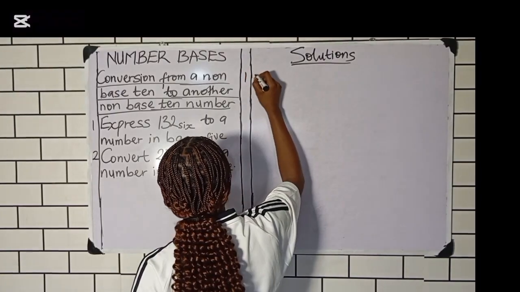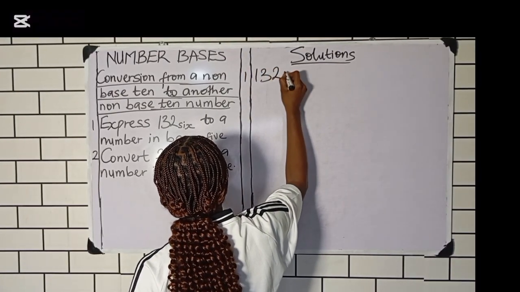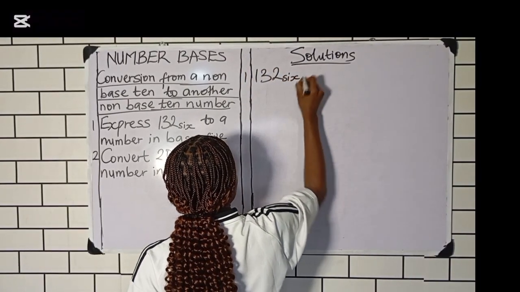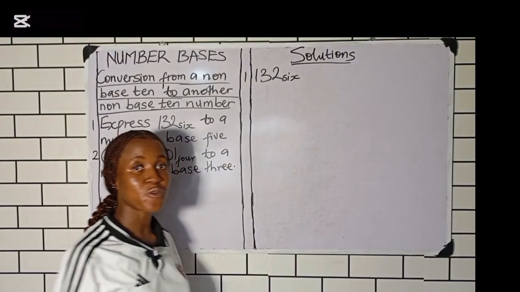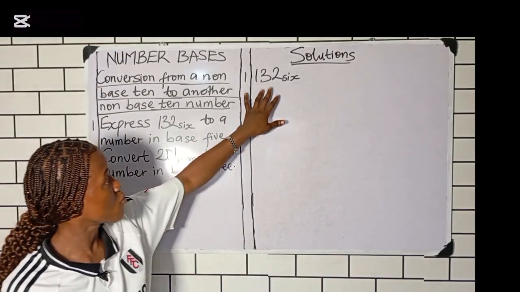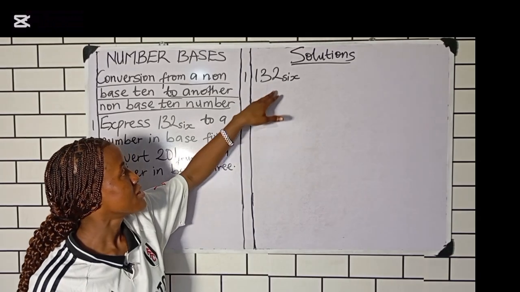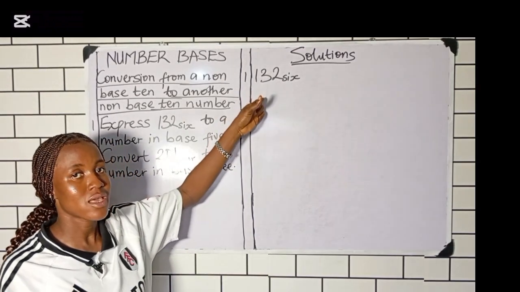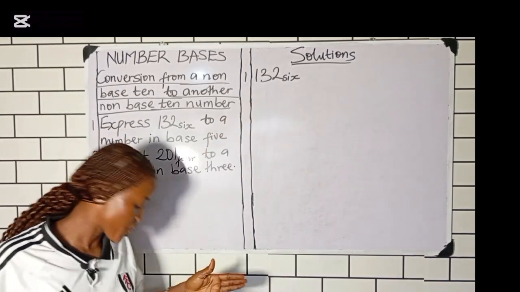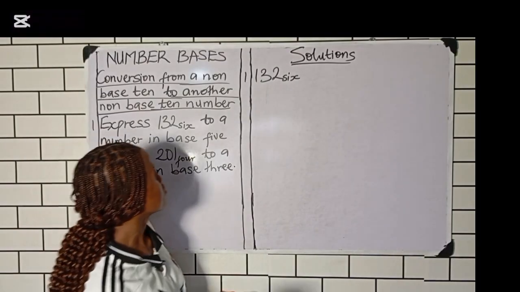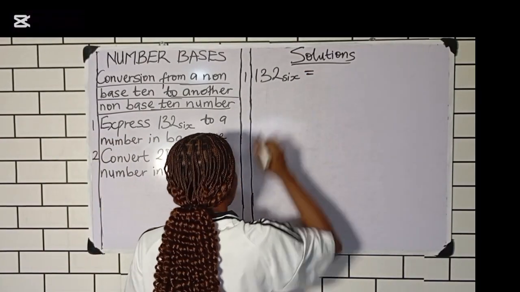Number 1, 132 in base 6. Now, what we have to do here is first of all convert this number to base 10. After converting it to base 10, you then convert it from that base 10 to base 5. Now, we are going to convert this number to base 10.